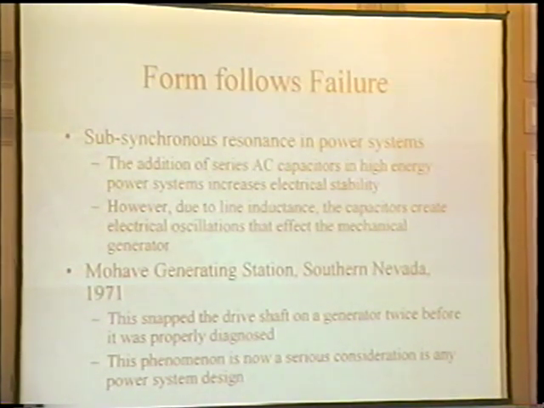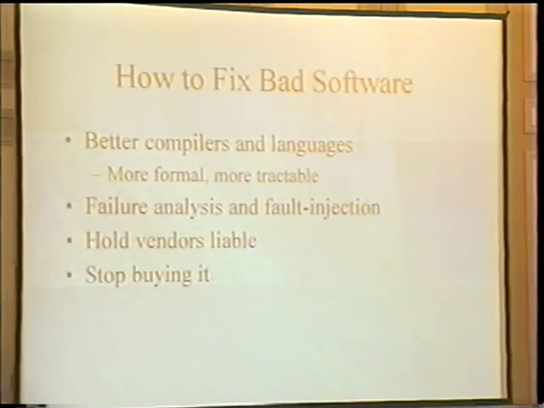First time it happened, they thought it was a complete fluke. Oh, this is ridiculous. The second time it happened, they realized it was actually a pattern here, and now it's a very serious thing that's considered in every single electrical design that's going out. So hopefully that'll be the case with some of the software stuff. So the second part of my talk is going to be on how can we fix bad software. I think there's a lot of approaches people have tried to take. The one that I focus most on is fault injection, but I'm going to try to talk about some of the others as well. The first thing I think that will help fix bad software is better compilers and languages.